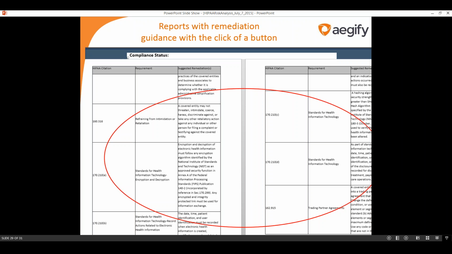And from a HIPAA perspective, it's pretty much the leading tool out there from a healthcare HIPAA certification and risk analysis requirements standpoint.